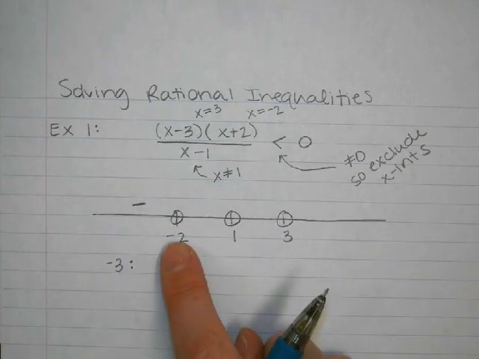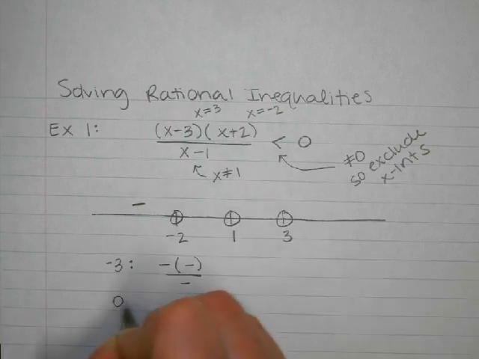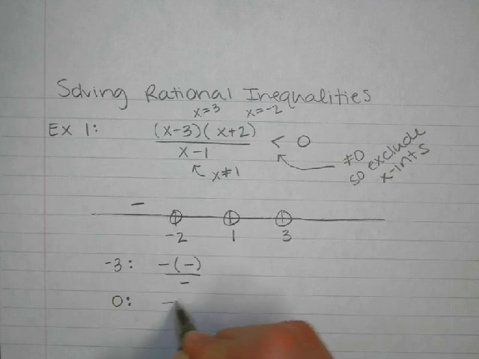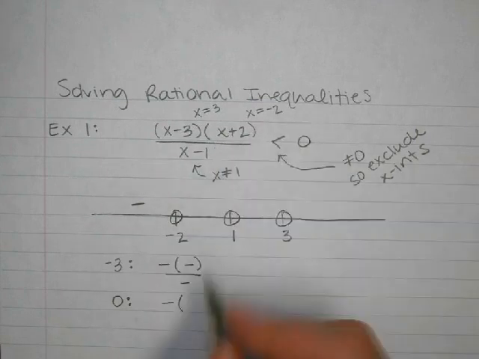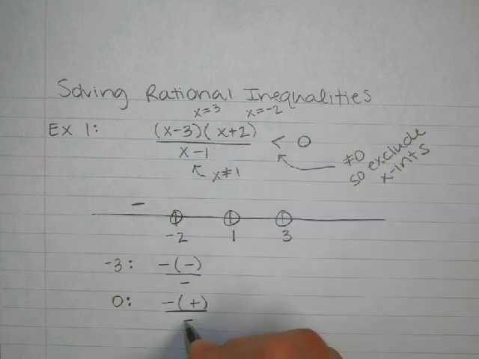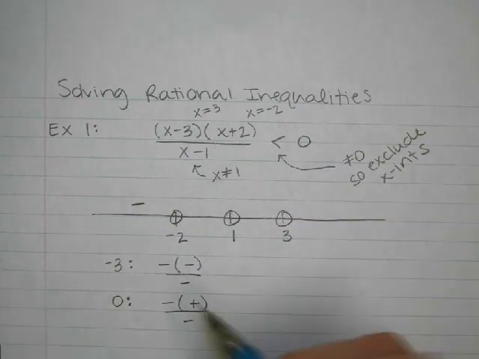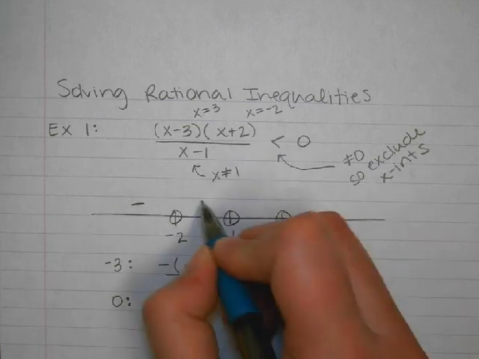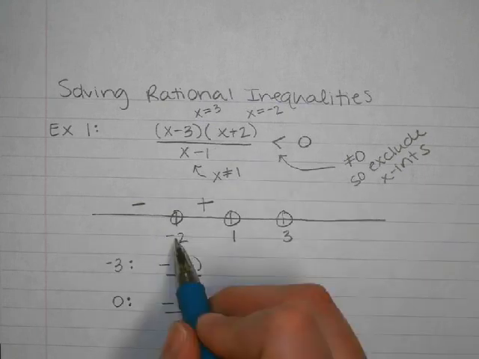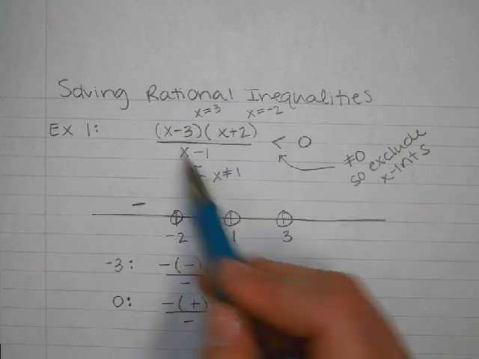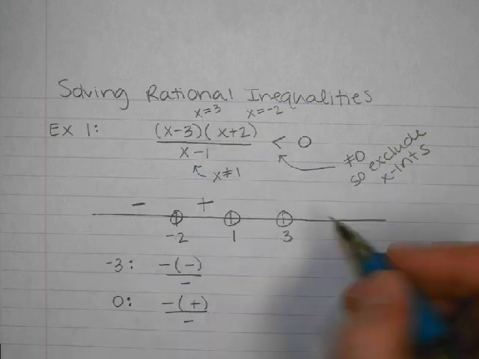A number between negative 2 and 1 would be like 0. If I try 0, 0 minus 3 is negative, 0 plus 2 is positive, and 0 minus 1 is negative. The negative on top and the negative on the bottom cancel each other out, and so the result here would be a positive. So between negative 2 and 1, any value that we plug in for x would make this expression positive.